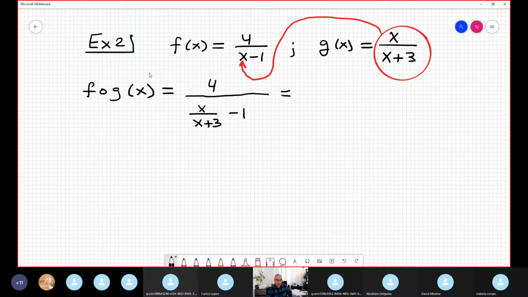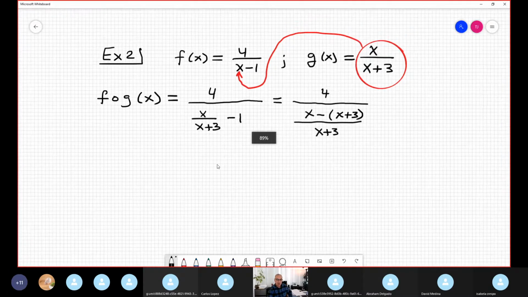Yeah. Okay, now leave it like that. No, it's ugly. Let me manipulate it a little bit. Okay, 4 stays here. This and this together, I try to condense in one common denominator, which is x plus 3. It's the least common denominator, no? And we have x minus x plus 3. Do you see that? Exactly the same as we are doing in intermediate algebra.